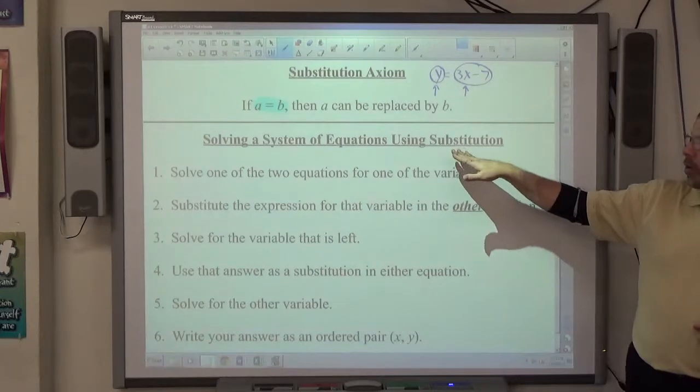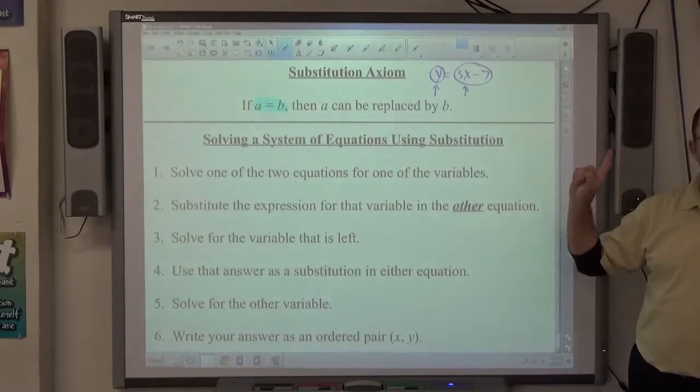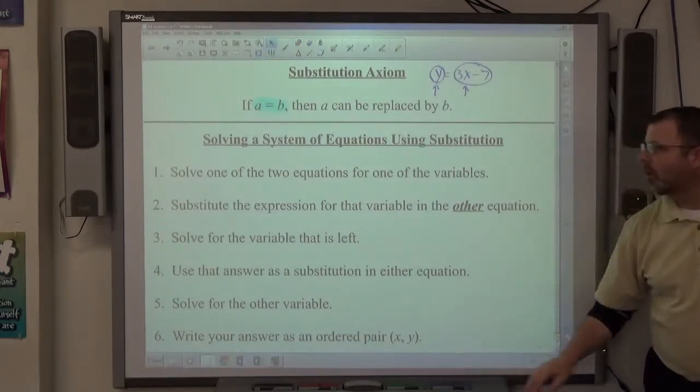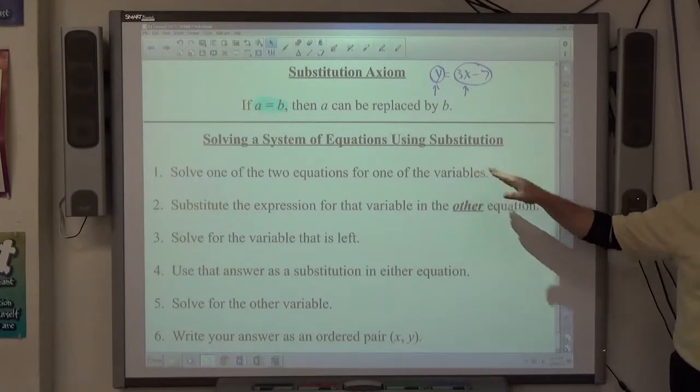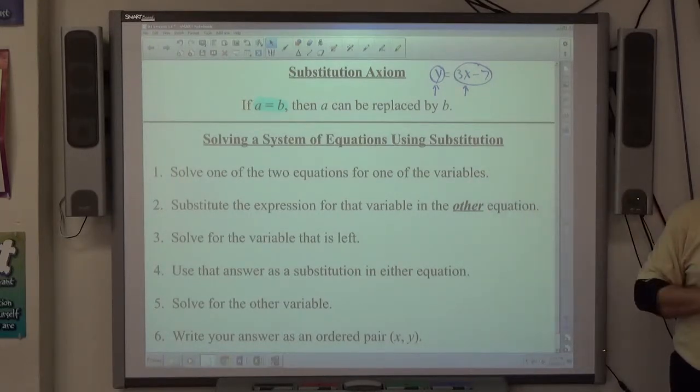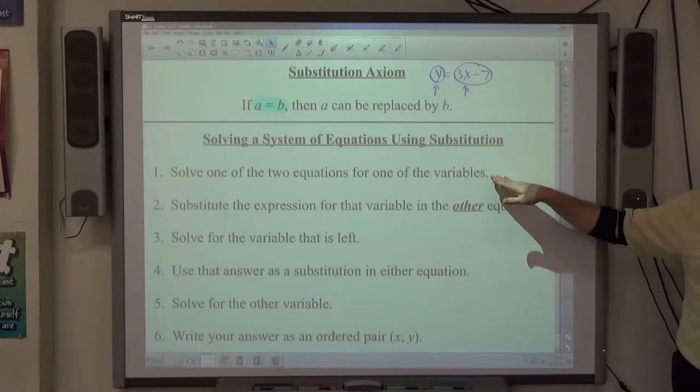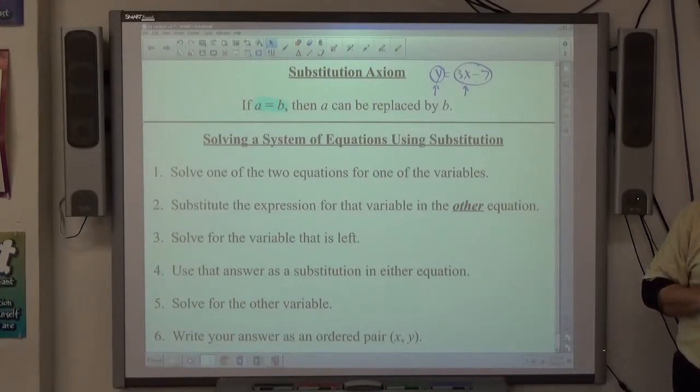If you have a system of equations and you want to use substitution to solve it, step one, you want to solve one of the two equations for one of the variables. You want to get one of the equations to say x equals everything else or y equals everything else. If I recall correctly, every problem we see today is going to already be like that. This step is already going to be done. If not, it's going to be a one-step process, easy to do. Step two is the substitution step.